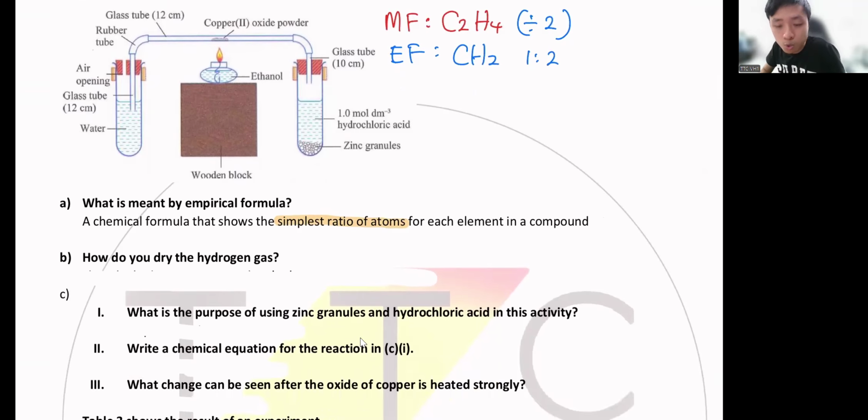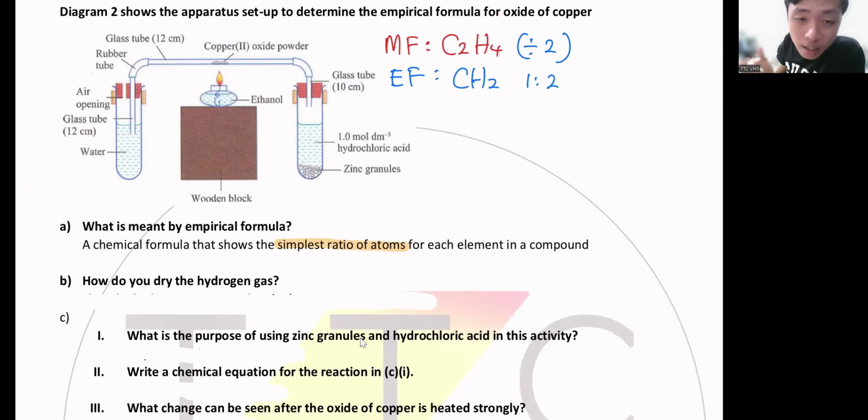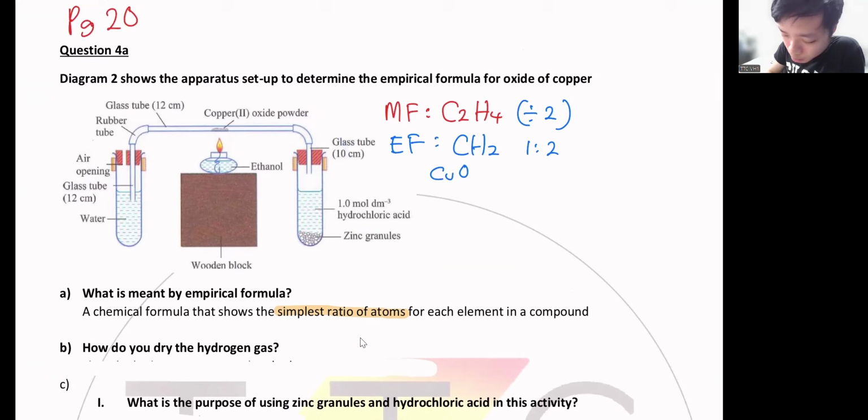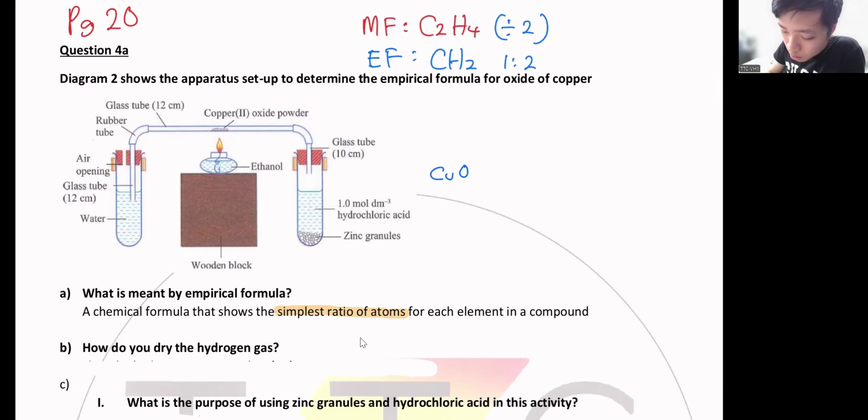Okay. How do you dry the hydrogen gas? Now this experiment, I think I explained in class already. So I will tell you. What happens is you are heating the CuO, right? Not Cu, you're heating the CuO with what gas? With hydrogen gas. Remember? Because hydrogen is very reactive compared to Cu.